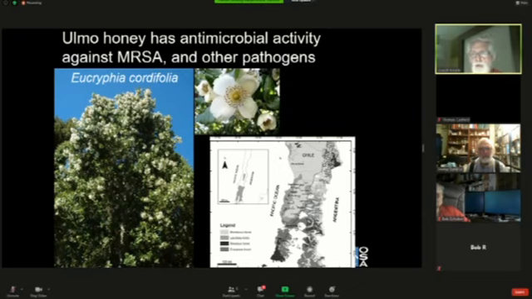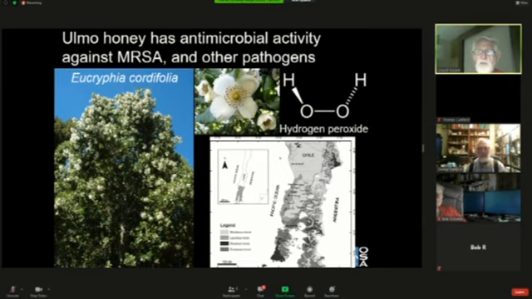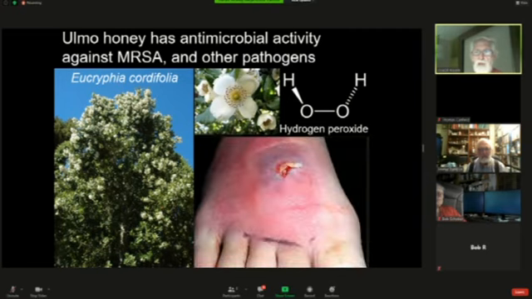Well, this is the ulmo plant, from which the honey is derived, that is effective against these resistant bacteria. And here you see the place in the very southern part of Chile where this plant is found. And so they grow this plant to have the bees harvest the nectar to make the honey, which is then sold for medicinal purposes. And it has especially high concentration of hydrogen peroxide, which is a major reason why this is more effective in treating these infections. So here you see an example of this infection on this foot.